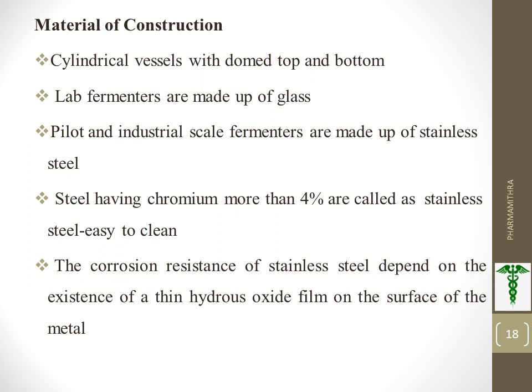Coming to the material of construction of the fermenter, these are cylindrical vessels with domed top and bottom. Lab fermenters are usually made of glass. Pilot and industrial scale fermenters are made of stainless steel. Steel having more than 4% chromium can be called stainless steel, which is easy to handle. The corrosion resistance of this stainless steel depends upon the existence of a thin hydrous oxide film on the surface of the steel.